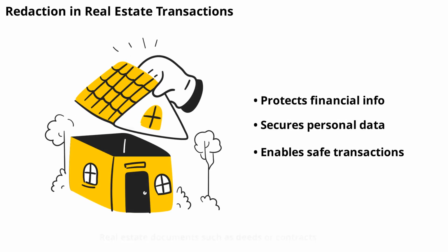Real estate documents, such as deeds or contracts, may include personal or financial information. When these documents are filed with public agencies or shared with buyers and sellers, redaction is used to protect sensitive data. This ensures that only the necessary details are disclosed while keeping private information secure.